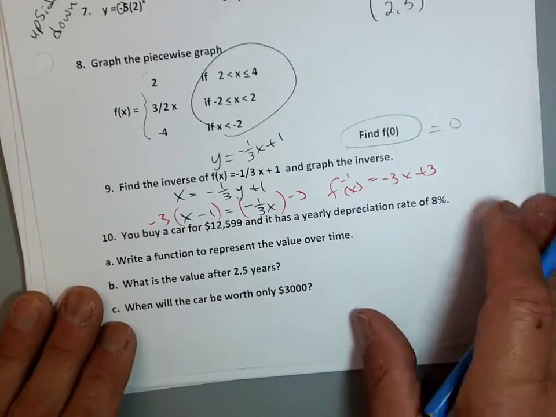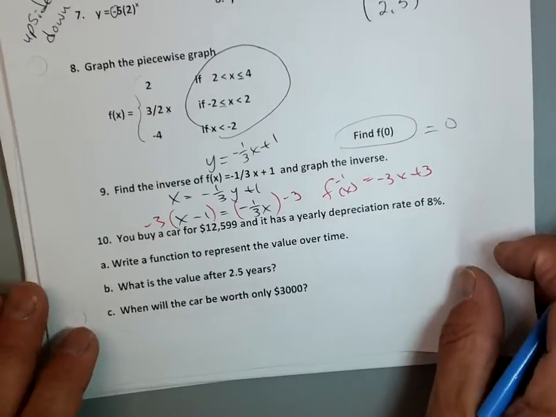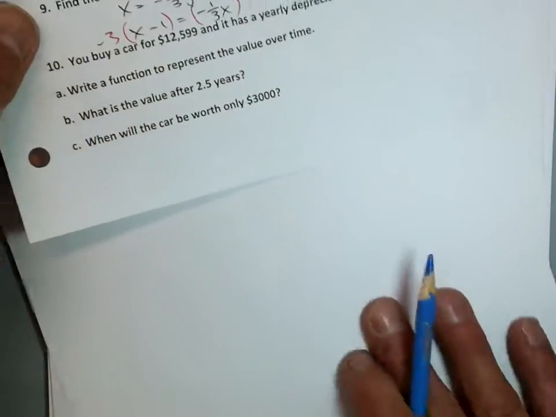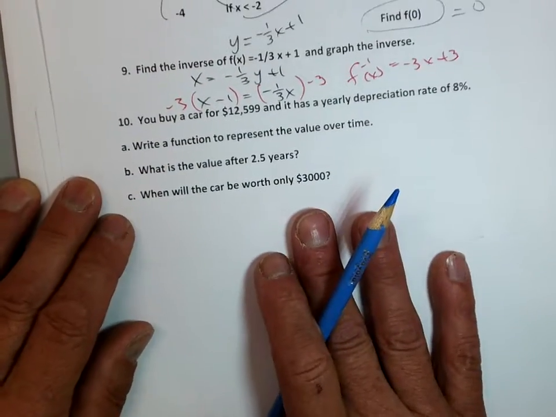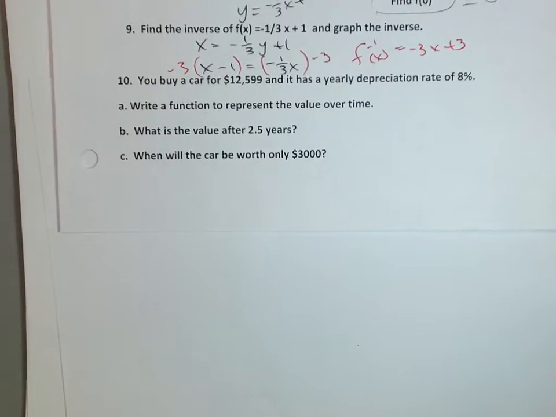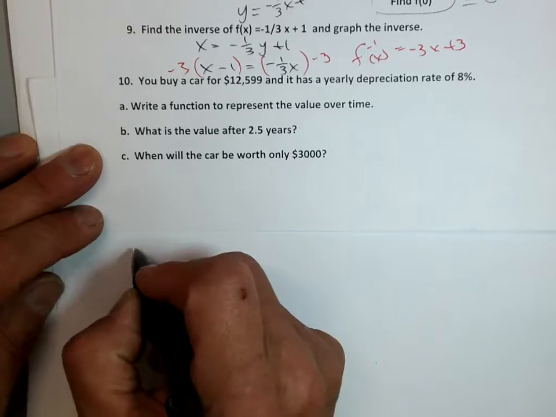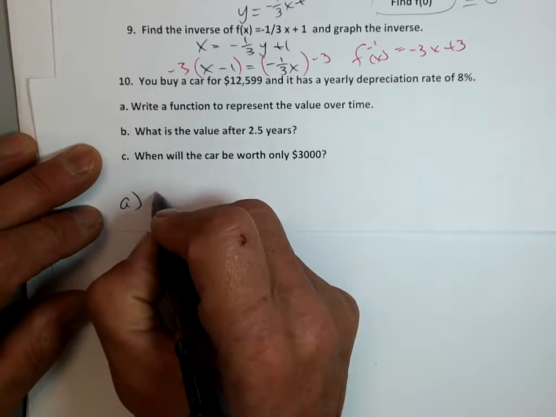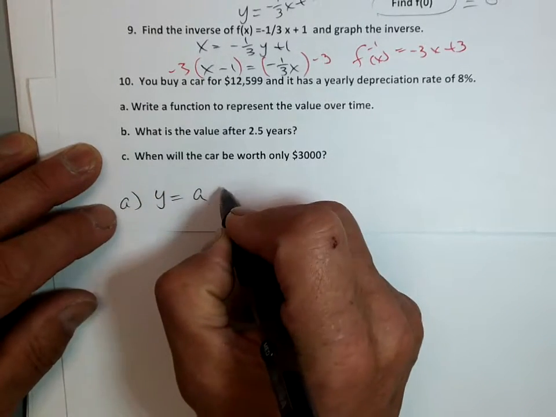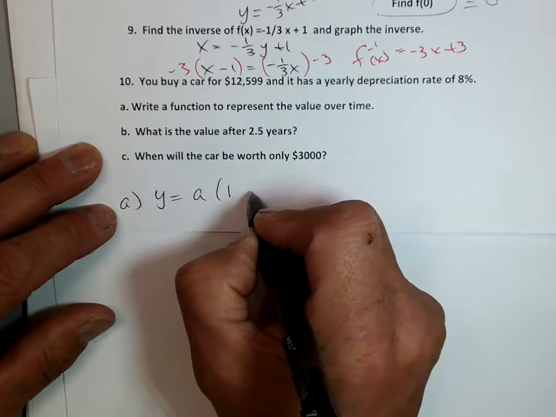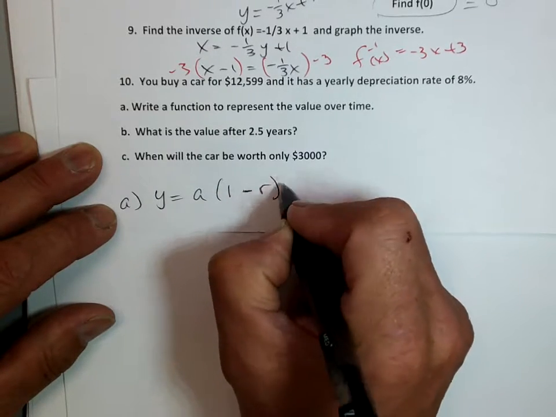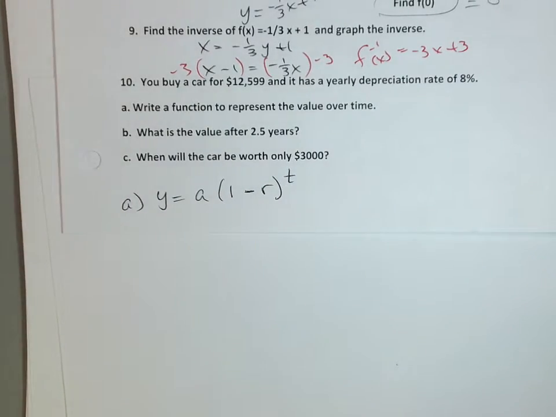Okay, now, number 10. Let's do number 10. We'll almost be done, okay? So, first of all, I'll do 10 on this piece of paper. It's exponential, okay? I'm going to start right off with a. We're going to write simply y equals a times 1 minus r to the t. I'm going to use that equation because it's depreciation, and it's percentage.